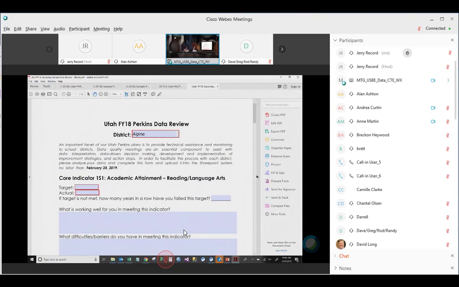When you go into the CTE Finance Group SharePoint folder, you're going to want to select the option for forms, and then FY18 data review, and then secondary. The data review is going to be due on February 28th, and you can submit it or upload it to SharePoint, or you are welcome to email it to me if you are still experiencing access issues. If there's any questions on the due date, please get in touch with me directly so that we can discuss it from there.